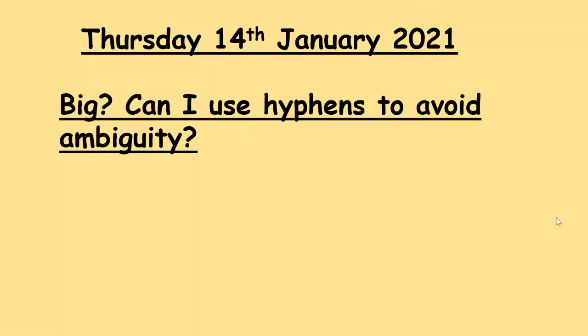Is, can I use hyphens to avoid ambiguity? So before we get started, I'd like you to have a little think back to yesterday's lesson, where we explored the difference between hyphens and dashes and what it means to be ambiguous. Can you write me a definition for a hyphen and a definition for ambiguity? Pause the video now while you write down your definitions.